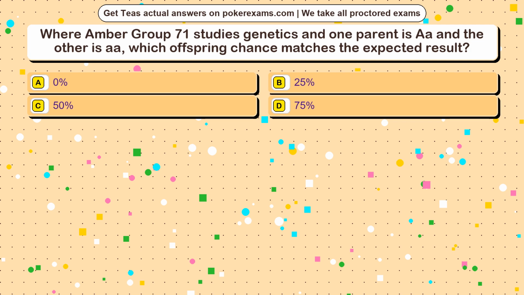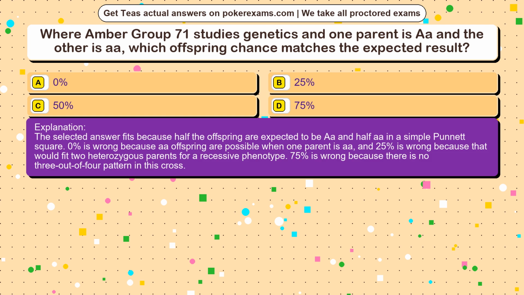The correct answer is option. The selected answer fits because half the offspring are expected to be AA and half AA in a simple Punnett square. 0% is wrong because AA offspring are possible when one parent is AA, and 25% is wrong because that would fit two heterozygous parents for a recessive phenotype. 75% is wrong because there is no 3 out of 4 pattern in this cross.